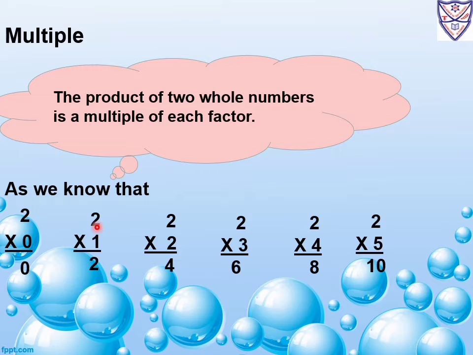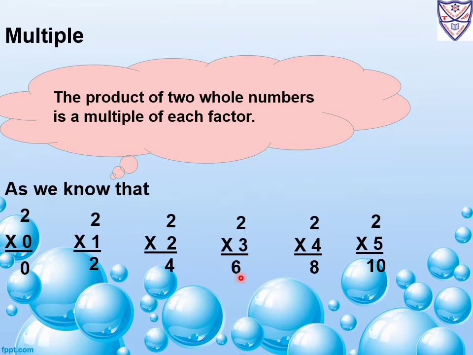So in the 2 table, 2 will come: 2 ones are 2, and in the 1 table also 2 will come: 1 two is 2. So this product 2 is a multiple of each factor. Now see here, 4 is a product and 2 and 2 are factors. In the 2 table 4 will come: 2 twos are 4. So this 4 is a multiple of each factor.